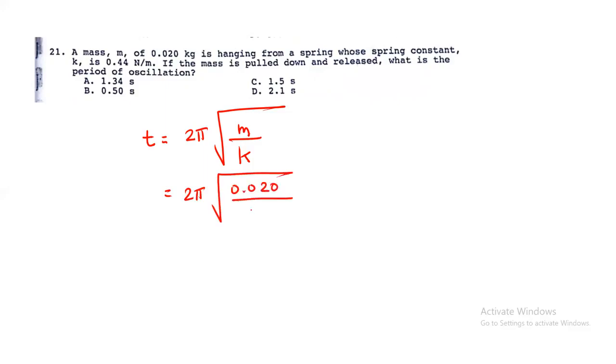So next, number 21. A mass of 0.020 kg is hanging from a spring whose spring constant is 0.44. If the mass is pulled down and released, what is the period of oscillation? So sa 21, para makuha natin period, 2 pi square root ng m over k. So yan yung formula na gagamitin natin for period of oscillation. So is equals to 2 pi square root, ang mass natin is 0.020 kg, then divided by k natin na 0.44. So sagot dito is 1.34 seconds.